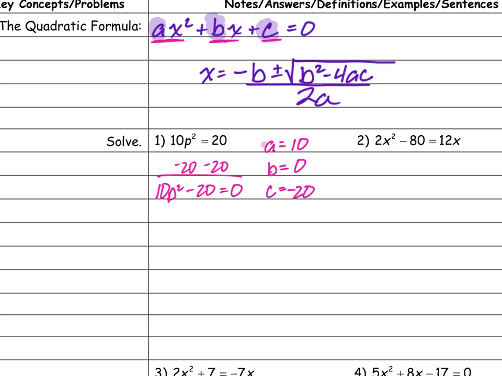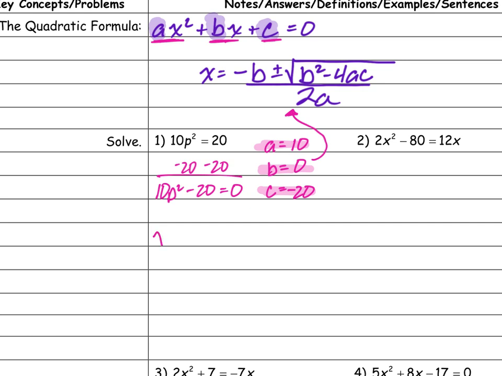So now I'm going to take my numbers a, b, and c and substitute those into my formula. Wherever there's a b, I'm going to put 0. Wherever there's an a, I'm going to put 10. And wherever there's a c, I'm going to put negative 20. Are we okay with that so far?